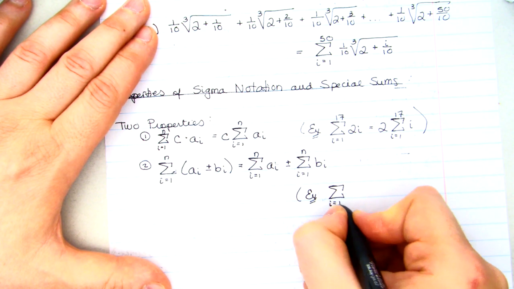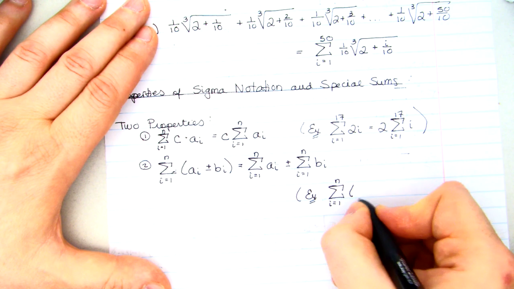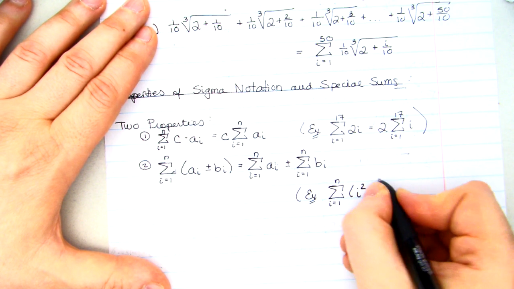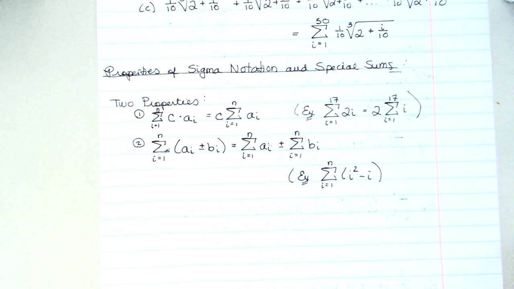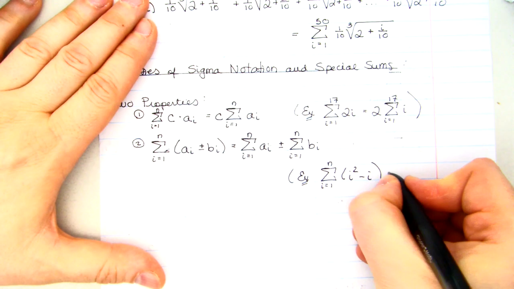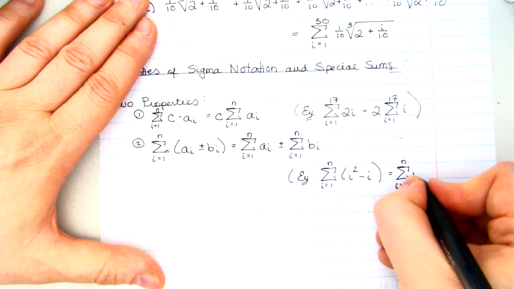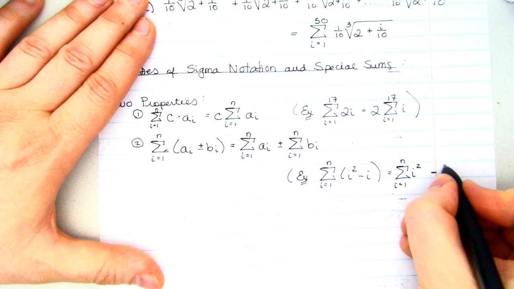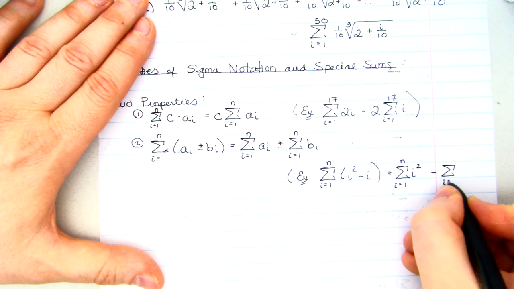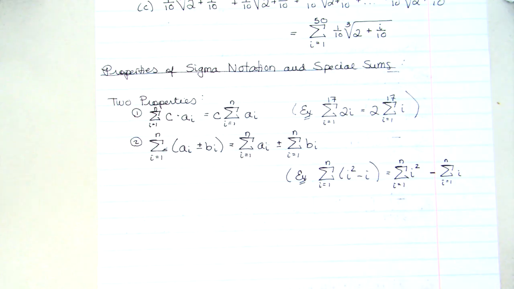For example, the sum as I goes from 1 to n of I squared minus I. 1 squared minus 1, plus 2 squared minus 2, plus 3 squared minus 3, plus 4 squared minus 4. Rather than doing that problem, I can do the sum as I goes from 1 to n of I squared minus the sum as I goes from 1 to n of I. I can do 1 squared plus 2 squared plus 3 squared plus 4 squared minus 1 plus 2 plus 3 plus 4, which again will be an easier problem.